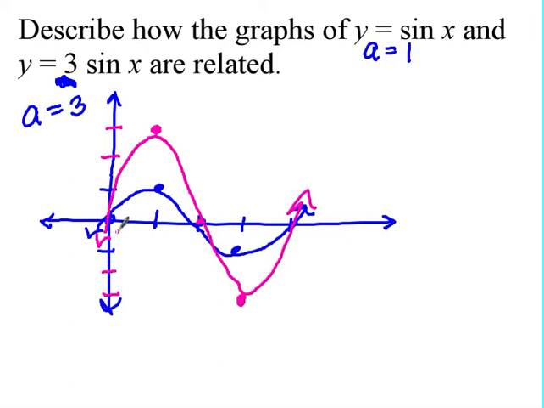So how are they related? It's the same graph except one just goes up to 3 as opposed to up to 1. So you could just say it goes up to 3 and down to negative 3. The other one goes up to 1 and down to negative 1. That's how they would be related. Something to that effect.